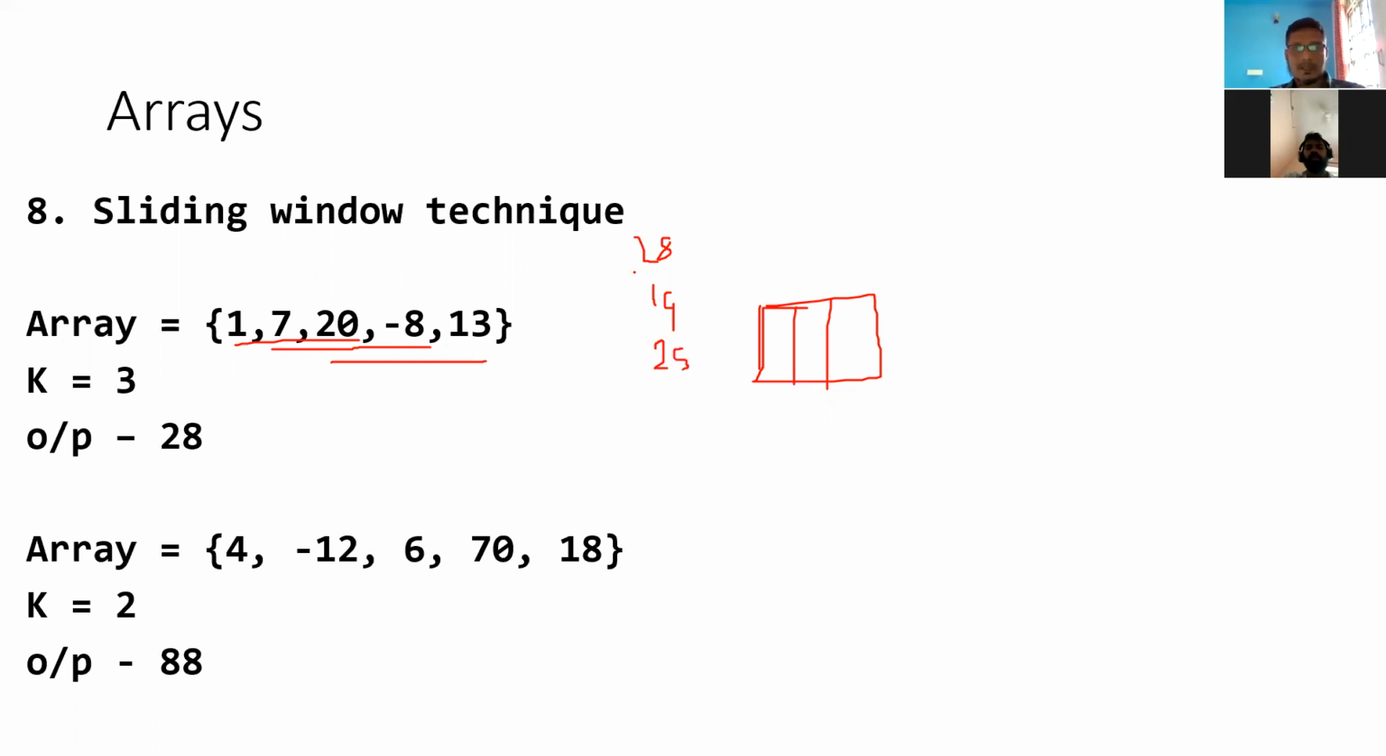So what is the maximum possible sum? It will be 28. So this is doable, right? It is much easier than the stock buy and sell problem, because what you can do is use the size of the window. Window size is 3 here.